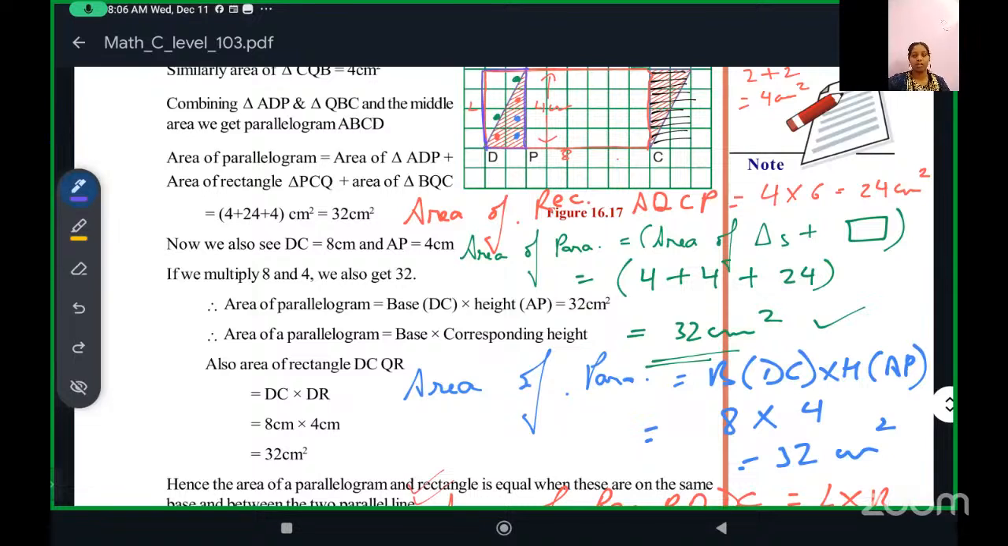Ma'am, is there a criteria for the base into height method? Ma'am, there has to be an arrow showing the height in the answer. Yes, Abraham, an arrow is put to show the height in the answer. That you can put.